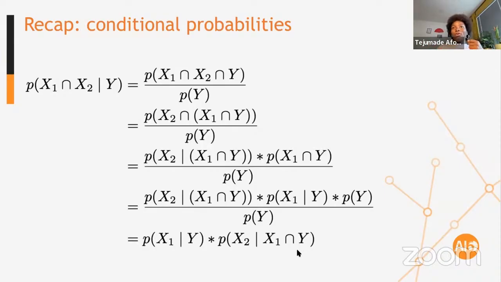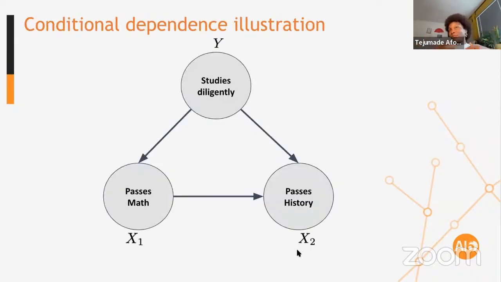Graphically, we can also explain it in a different way, because this concept is important, and understanding it helps you see why the assumption of independence is very naive, and why it's not the best assumption to have, but it's very convenient. So let's try another example. You have three random variables. There's a student that passes math. The student also passes history, but there's something that connects both: that student studies diligently. So what a conditional dependent illustration would look like is this.